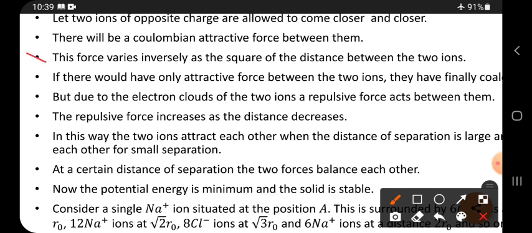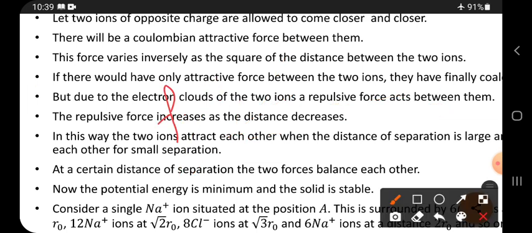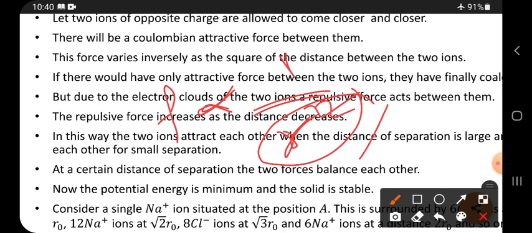This force varies inversely as the square of the distance between the two ions. Varies means changes, right? So how does the force change as the distance increases? As the distance increases, the force decreases. When the distance decreases, the force increases. So the relation between the Coulomb force and distance is 1 by r square. Force is directly proportional to 1 by r square, the square of the distance. Distance increases, force decreases. When the distance decreases, force increases.